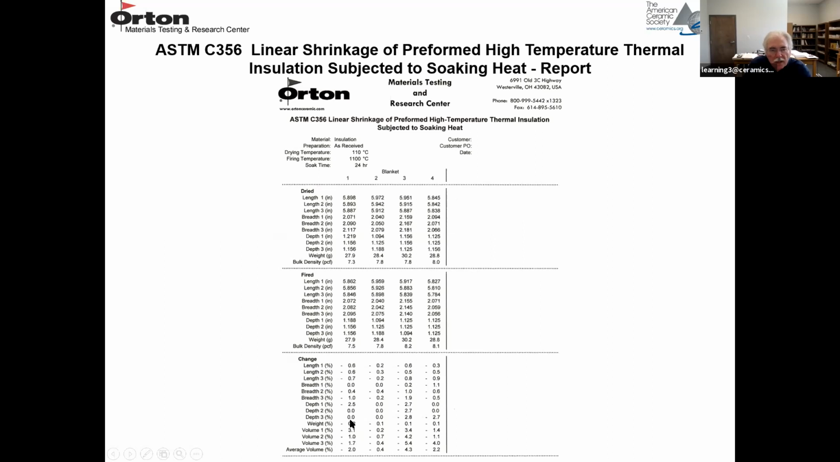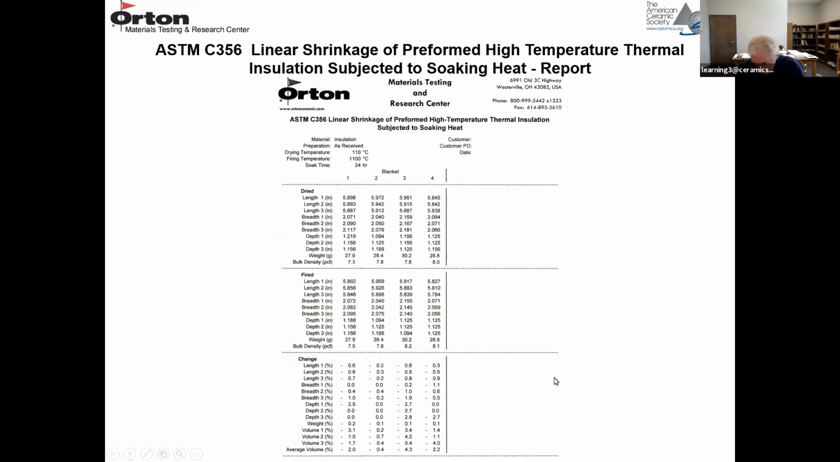So that's the reheat shrinkage, and that's important for determining the use temperature. These are higher. If you average the average, it's probably a little higher than 2, so that's probably a little bit beyond the use temperature. So that was a test for shot content and reheat shrinkage for the fiber boards or fiber blankets.